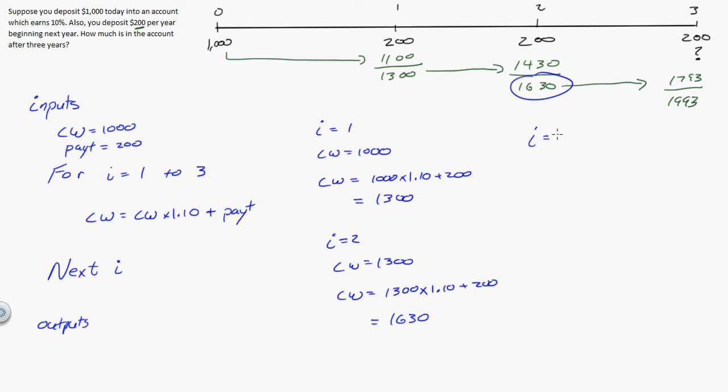So I is equal to 3. CW is still, according to VBA, it believes CW is equal to 1,630. But now we tell VBA CW shall be equal to 1,630 times 1.10 plus 200, which is equal to 1,993. And that's this step right here. So on paper, this is a future value with an annuity. The next thing is, can we put that in to the actual program in Excel and come up with a real answer?